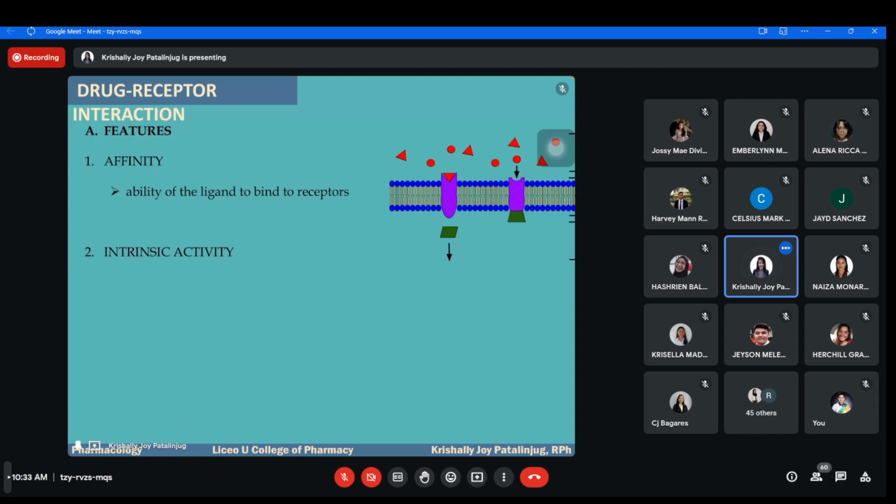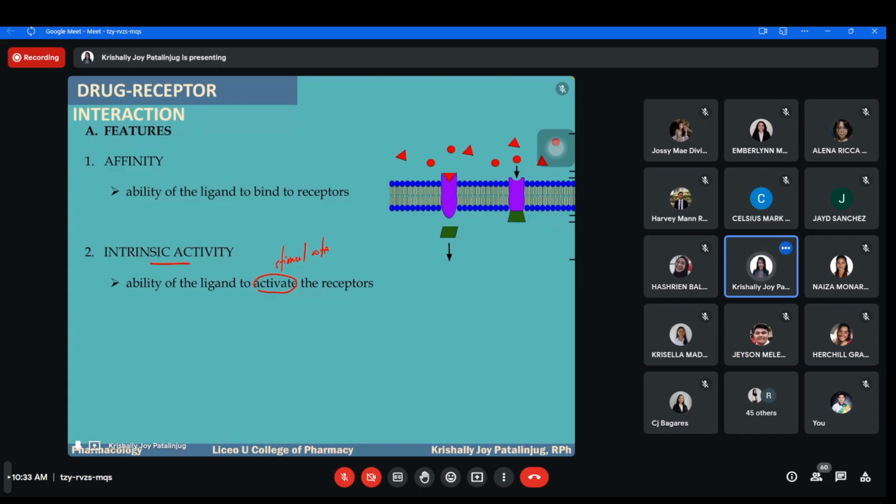And then the second feature observed in ligands is the intrinsic activity. This one tells the ability of the ligand. Intrinsic activity is only observed for those ligands with the ability to stimulate or activate the receptor, and then eventually leading to a cellular response.